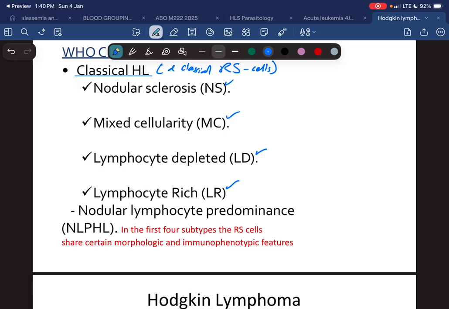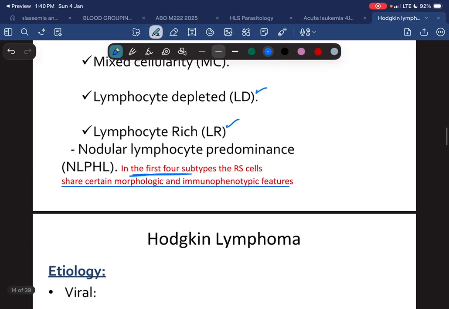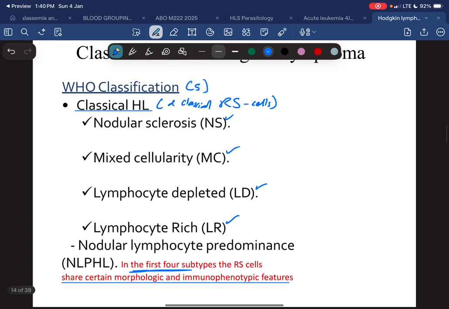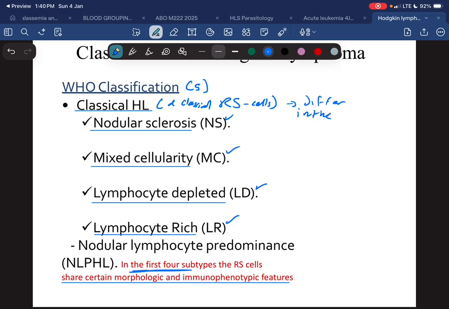The 4 subtypes of classical Hodgkin lymphoma are nodular sclerosis, mixed cellularity, lymphocyte depleted, and lymphocyte rich. They all share the presence of classical RS, Reed-Sternberg cells, okay? And there is variation in the milieu, the environmental inflammatory cells surrounding them, and in the presence or absence of fibrosis and nodular formation. From here came their names: nodular sclerosis, mixed cellularity, lymphocyte depleted, lymphocyte rich. Okay?